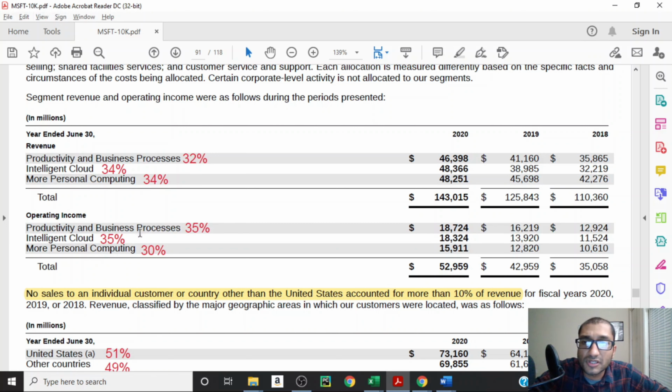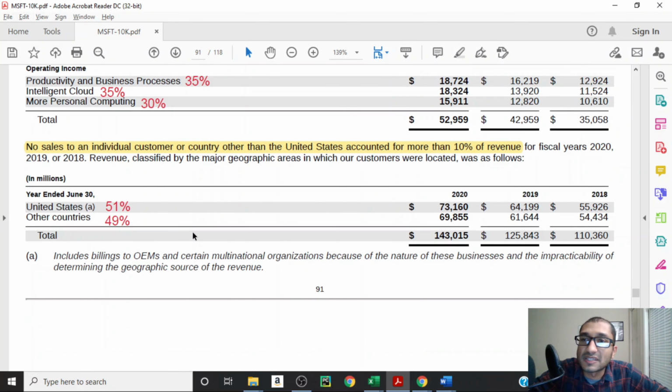We can see that Microsoft's operating income and revenue is well diversified amongst its three operating segments. In other words, Microsoft is not overly dependent on one operating segment in order to make money. After that, Microsoft points out that no sales to an individual customer or country other than the United States accounted for more than 10% of revenue for fiscal year 2020, 2019, or 2018.